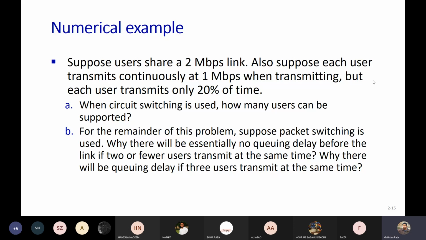The second part of this question is that packet switching is used. Now assume that in the second part packet switching is used. Why will there be essentially no queuing delay before the link if two or fewer users transmit at the same time? Why will there be queuing if three users transmit at the same time? Very logical, very systematic. Please think on it. You have around 3 to 4 minutes for it.